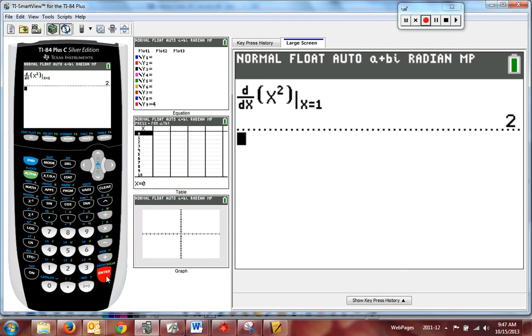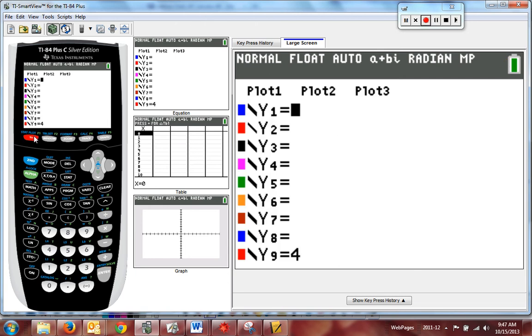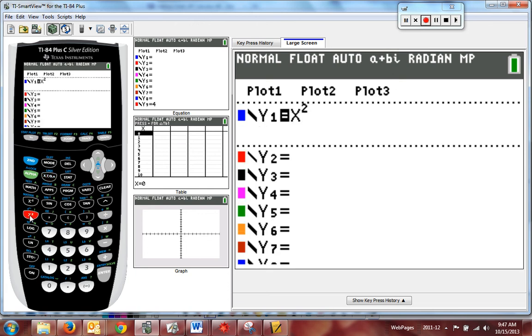What if I wanted to see what the picture of the derivative looks like? Have it for all, like, you know, try to get an idea of a general formula. All right, let's go to y equals. All right, now a couple things I'm going to show you here. What I want to do is I want to put x squared, the function that I'm interested in, in y1.